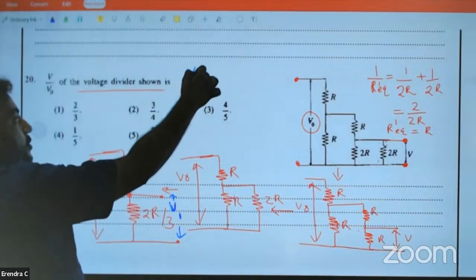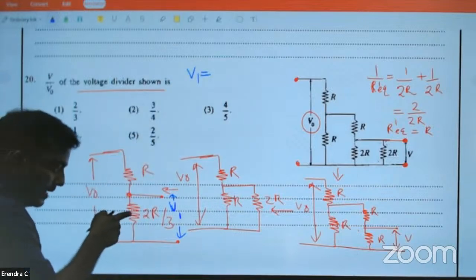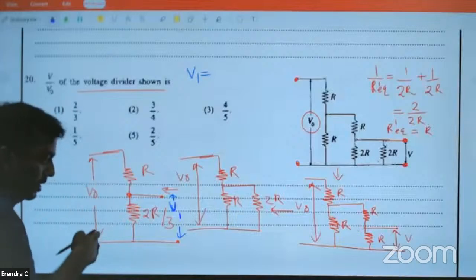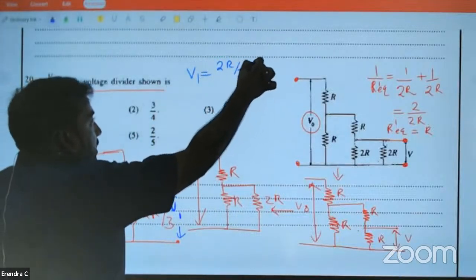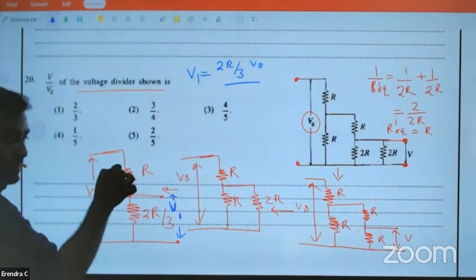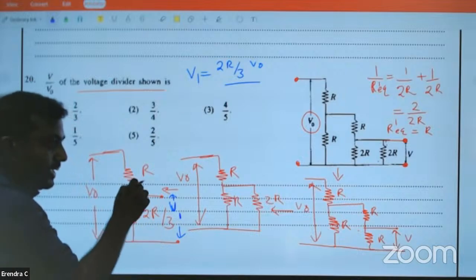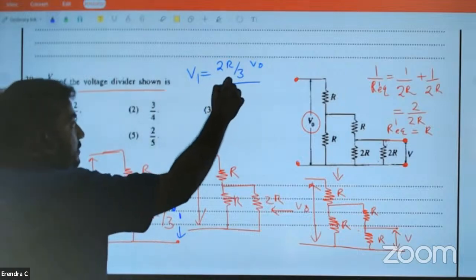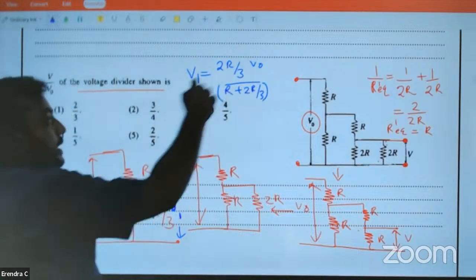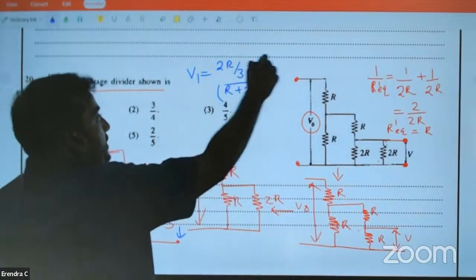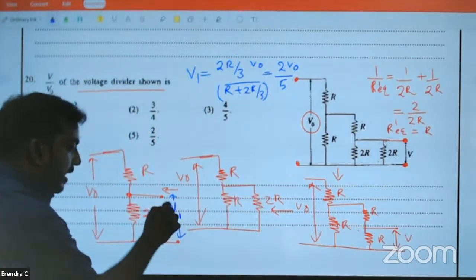See the shortcut to find the potential difference. Multiply the resistor by the total voltage. 2R divided by 3 times V0 divided by the addition. Addition means R plus 2R over 3. Here you will get 5R over 3. So 2V0 divided by 5. V1 I have found.